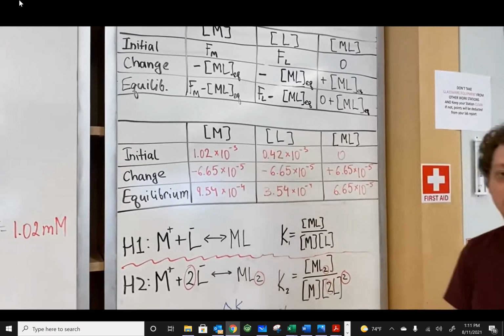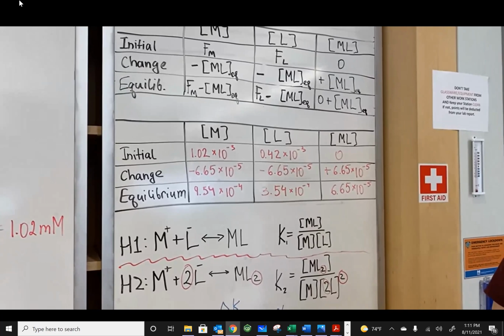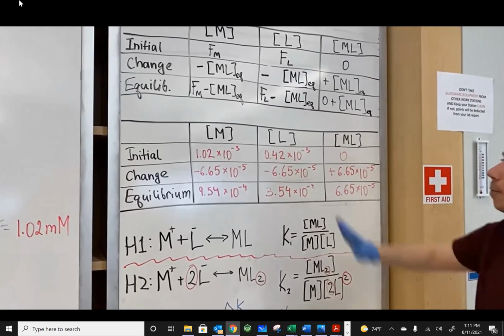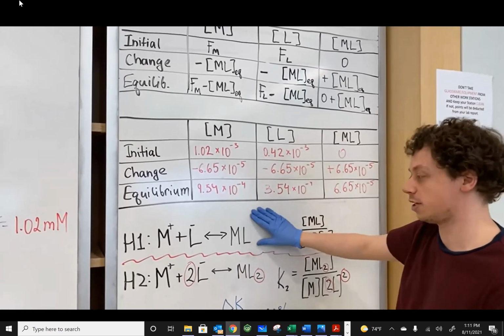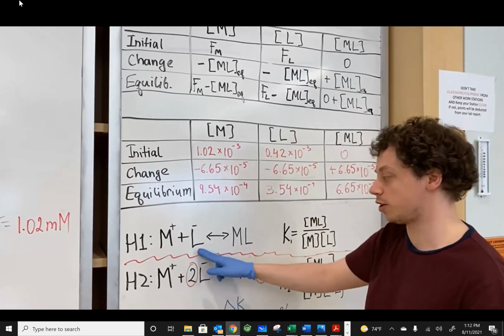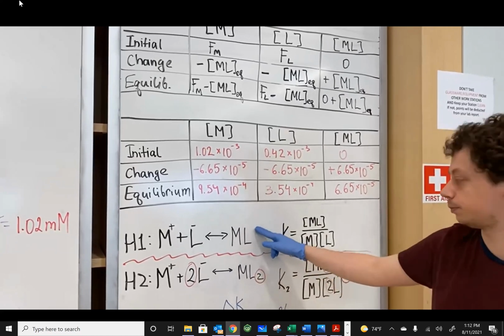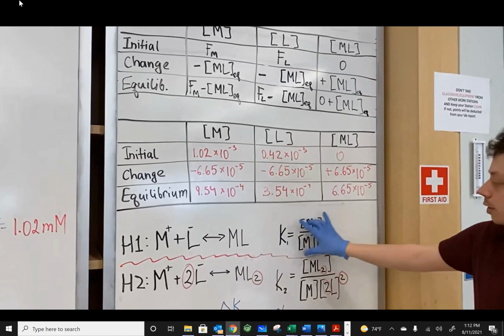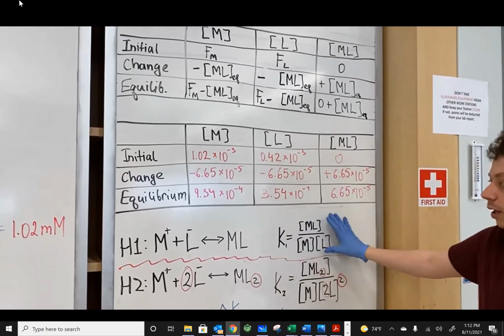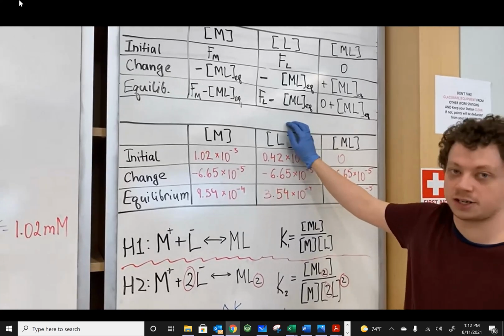Because we have 2 different hypotheses, you'll have to do this twice for each test tube. This example up on the board right here corresponds to hypothesis 1 here, which says that there is a 1-to-1 ratio of metal to ligand to form metal ligand complex. Now, when we do this, and we're trying to solve for our concentrations, remember that we need our ICE table.